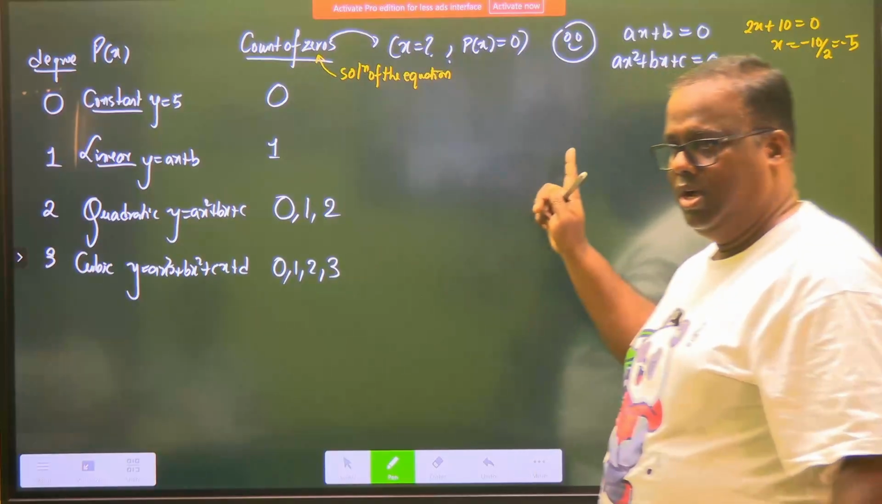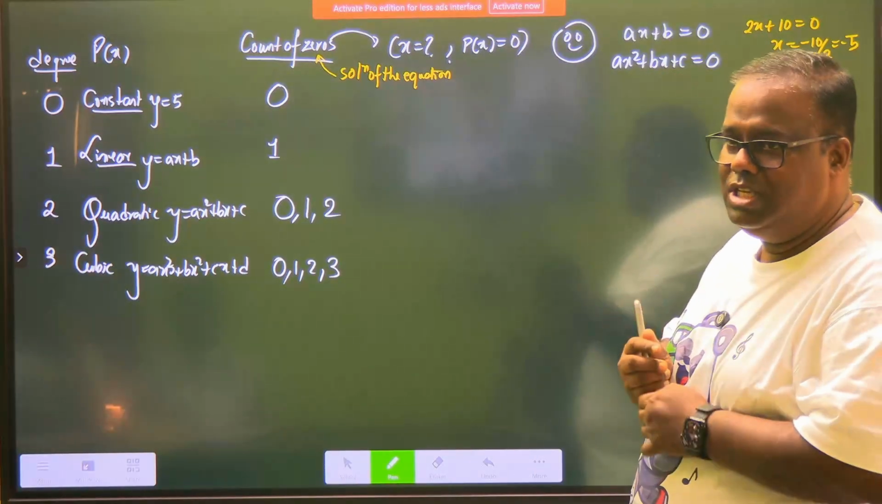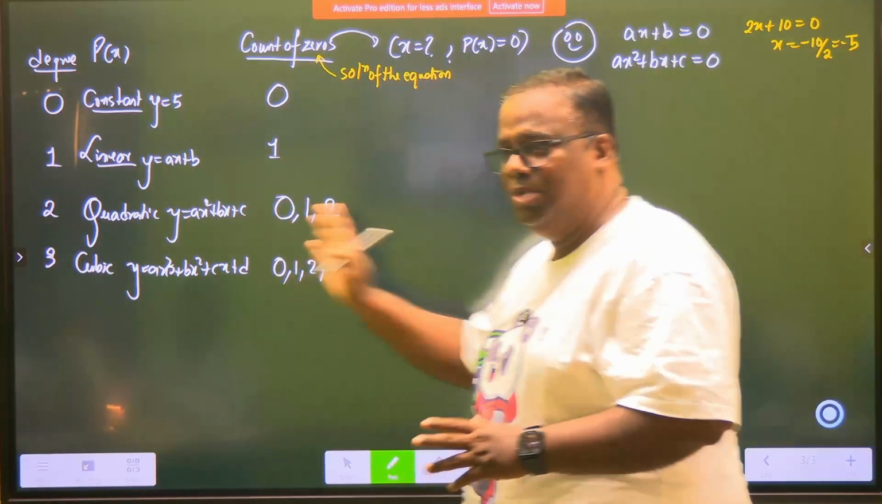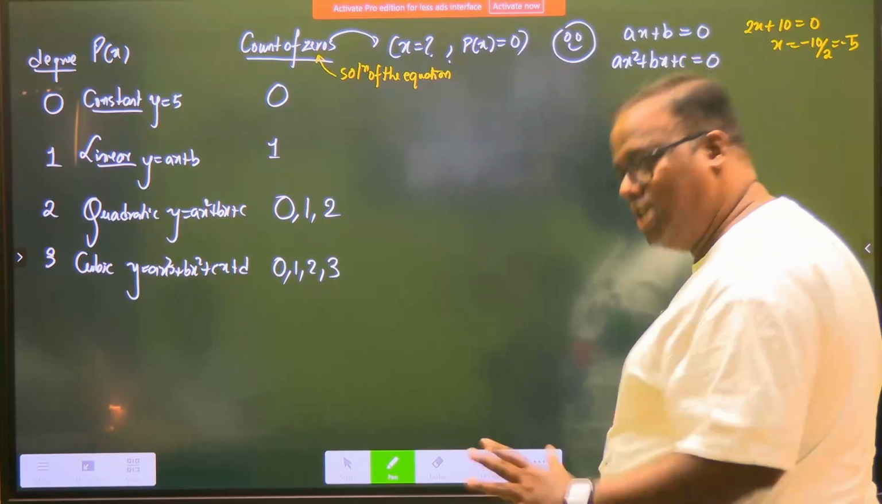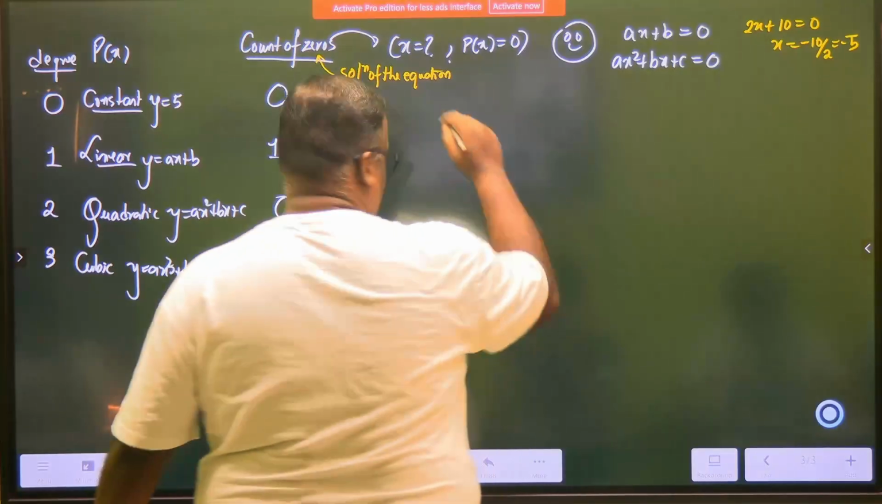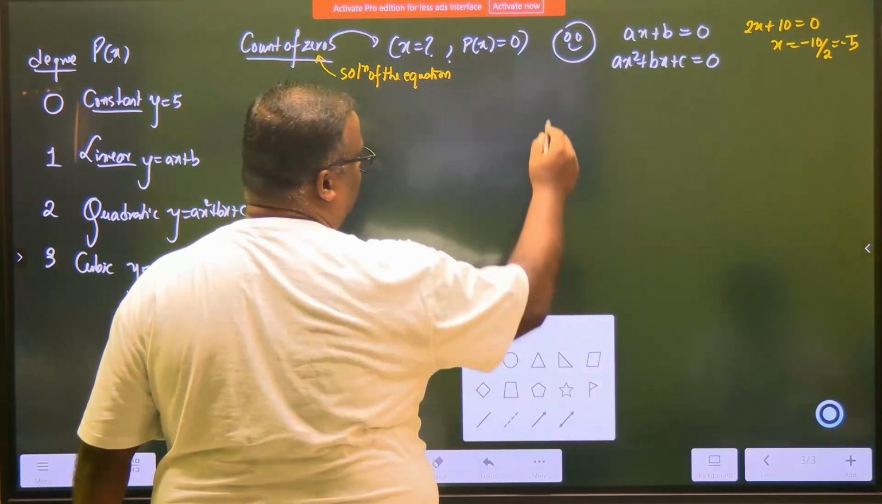Count of zeros. Now here we will see this same thing. Remember this thing. Now we see it with graphs. Shall we? Let me draw my Cartesian coordinate system.